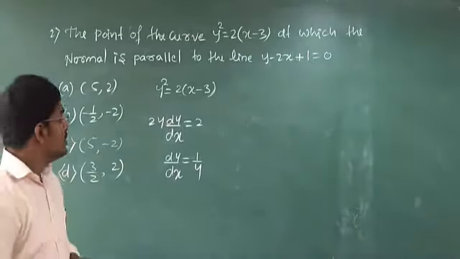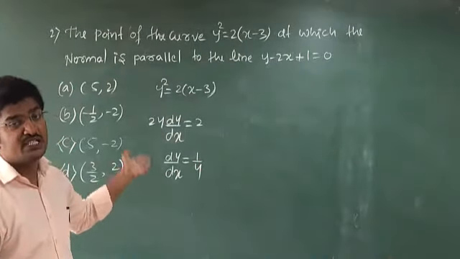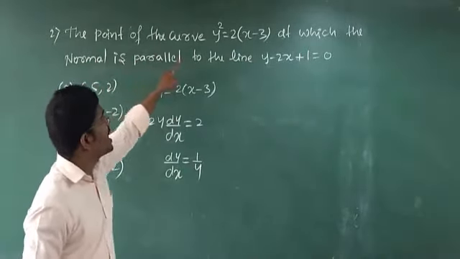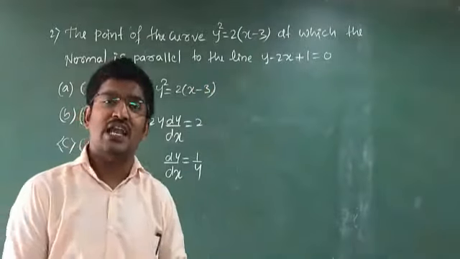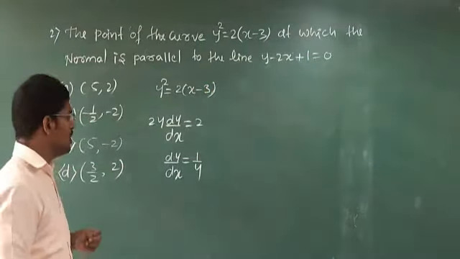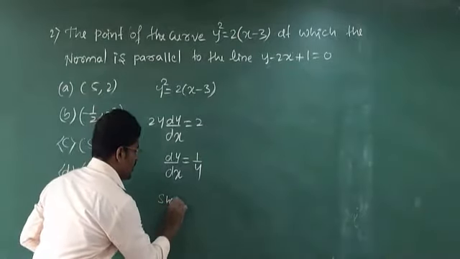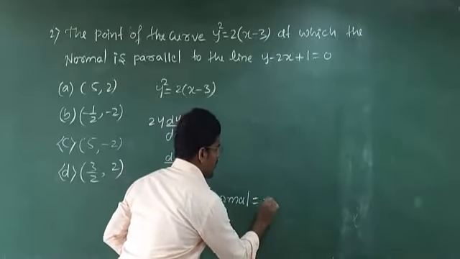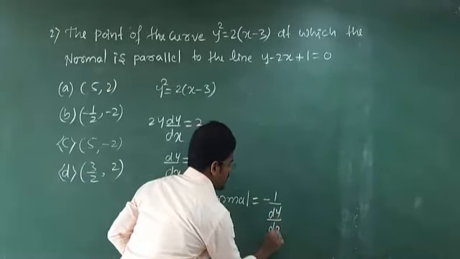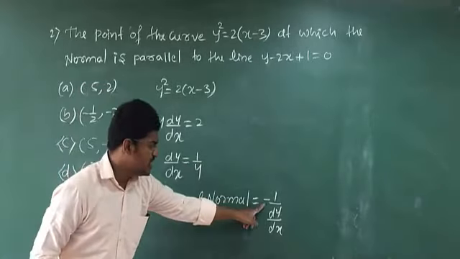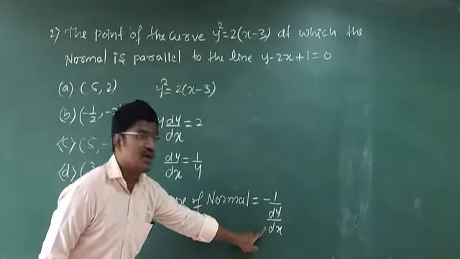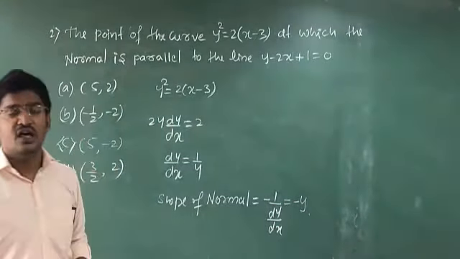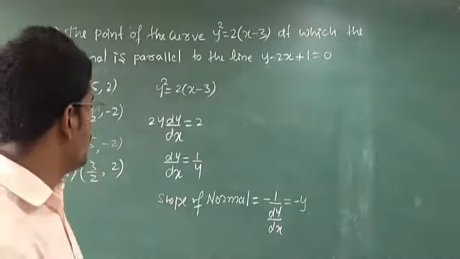Are you clear? This is slope of tangent, but we need slope of normal because they have said that the point at which the normal is parallel to the line. At which normal is parallel to the line means you need the slope of normal. So slope of normal will be equal to minus 1 by dy by dx. That means minus 1 divided by 1 by y. It will be equal to minus y. Are you clear? So now we calculated slope of normal.